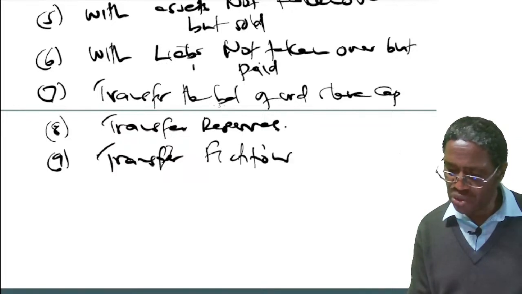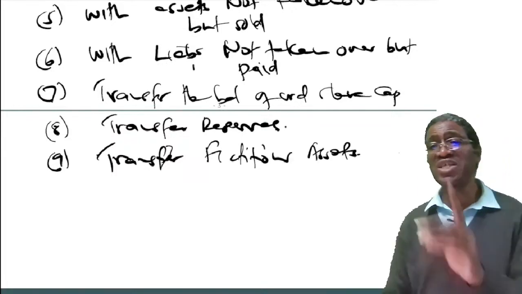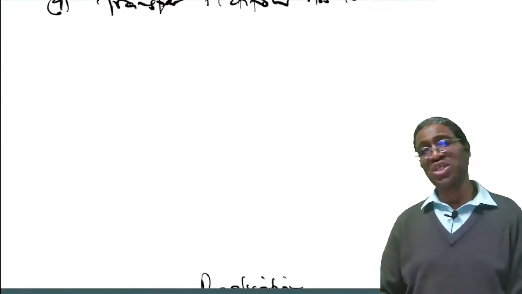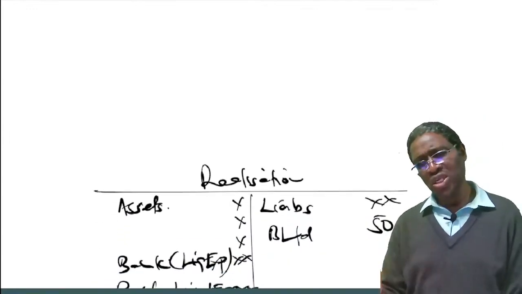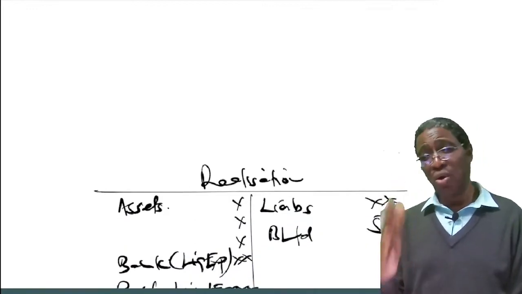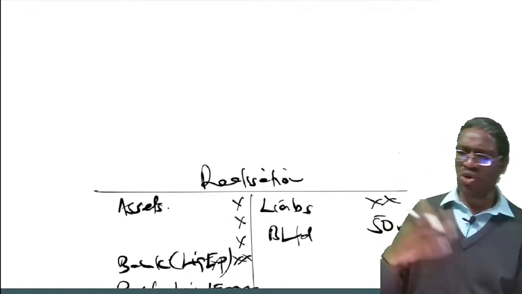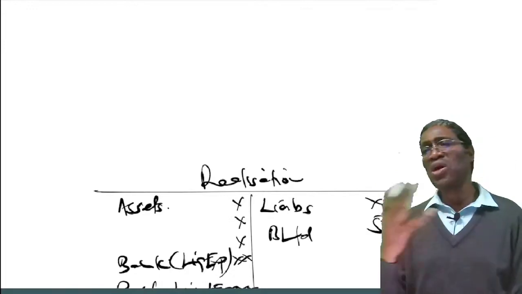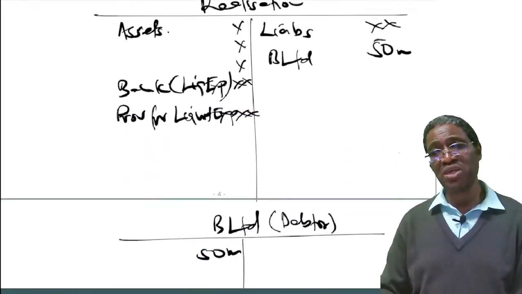You transfer those fictitious assets to the ordinary shareholders members account. Listen, we know assets are always a debit balance. So to close that asset, maybe it's copyrights, maybe it's patent, maybe it's goodwill, you credit that asset and you debit the ordinary shareholders members account.